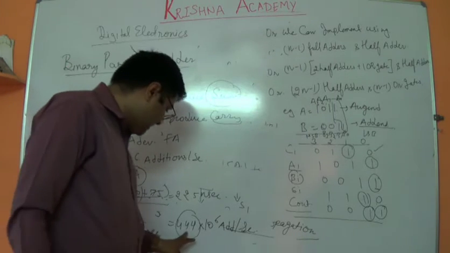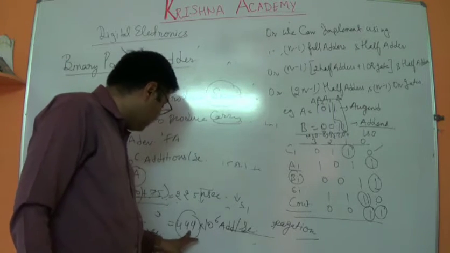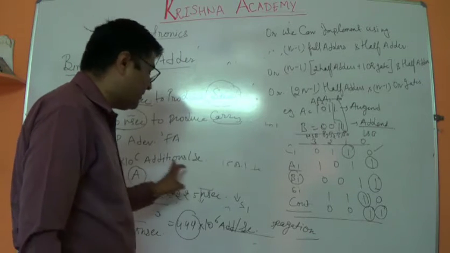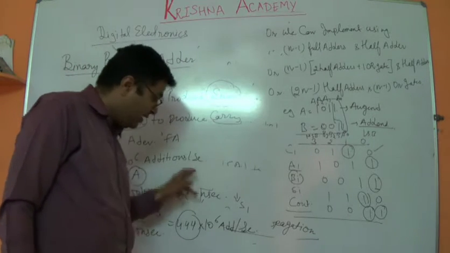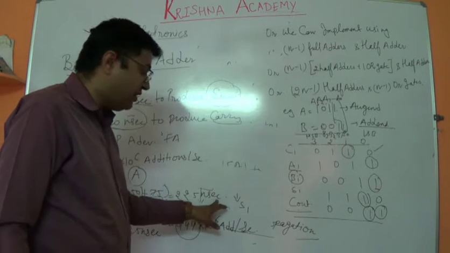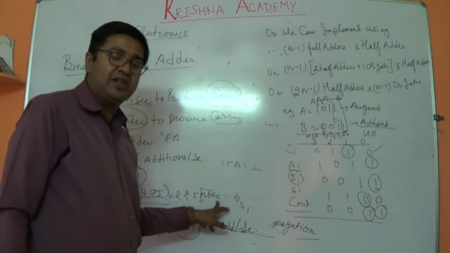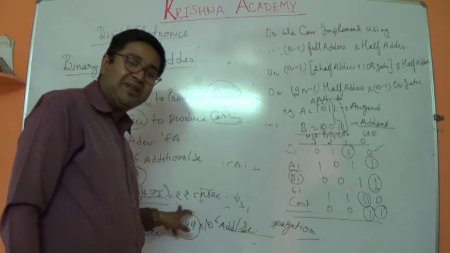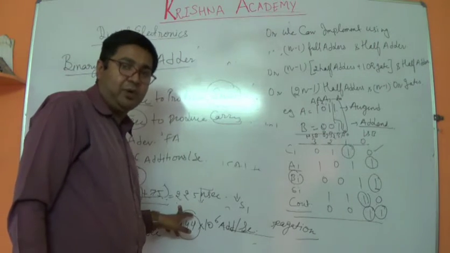What it signifies is that 4.44 × 10^6 additions per second can be done using this formula. But there is a propagation delay, and that is 225 nanoseconds. Literally, 225 nanoseconds is the delay which has been creating a problem. So if you are talking about a big circuit, this can create a problem.